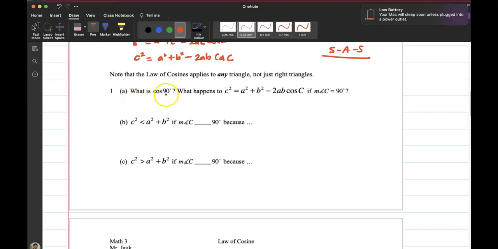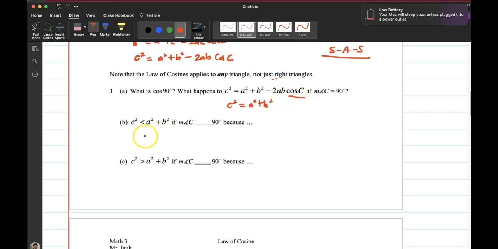What is cos 90? Cos 90 is 0. So what happens to this if angle C is 90? This will become 0. So that will become the Pythagoras theorem. It will become a square plus b square minus 0, because this cos 90 becomes 0. And the minus 2ab part also goes, because 0 multiplied by anything is 0.